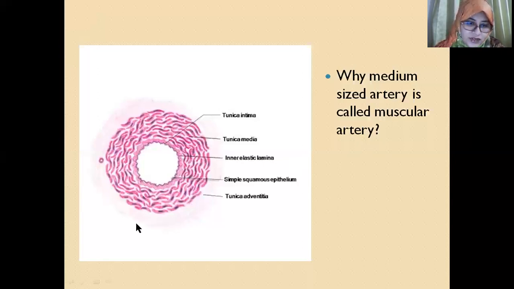And in this figure, we can see this is tunica intima layer, where there are endothelium layer, subendothelial layer, and prominent internal elastic lamina. And this is tunica media layer, and the outermost layer is tunica adventitia.